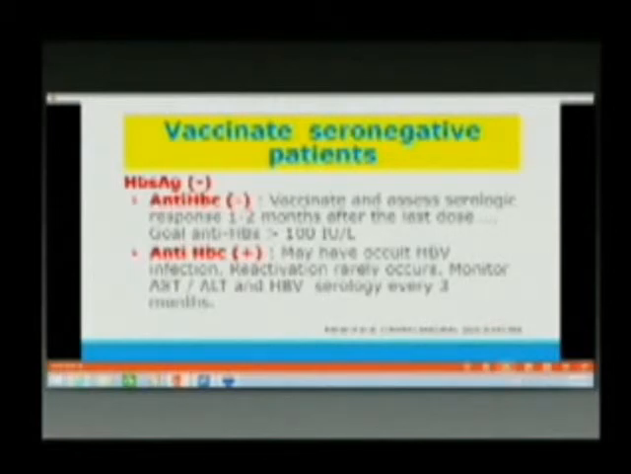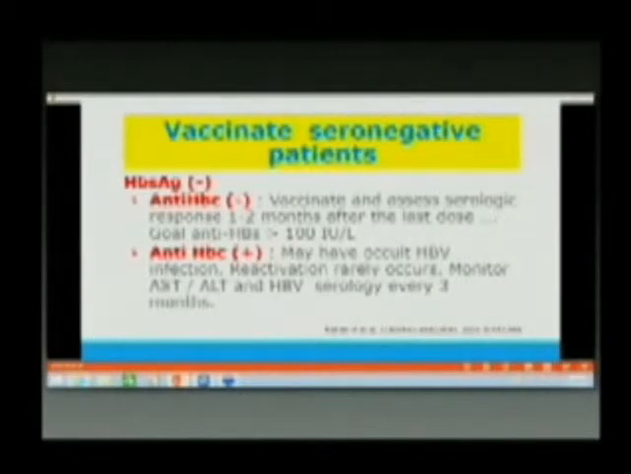How about if you have a patient who is HBs antigen negative? If it's seronegative, including your anti-HBc, then you vaccinate your patients. It is important to remember that when they are on anti-TNF therapy, your goal should be more than 10. You're actually aiming for more than 100 IU per mL. Why? Because you can lose your protective antibodies through time. It's even said that you need to check your anti-HBs titers every 1 to 2 years to make sure that you still have protective antibodies.